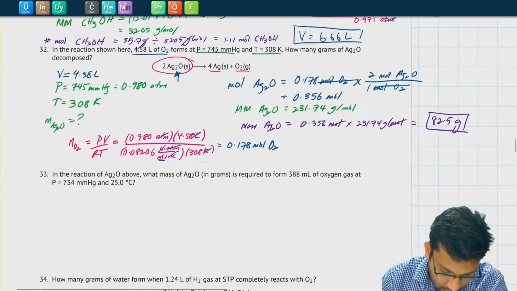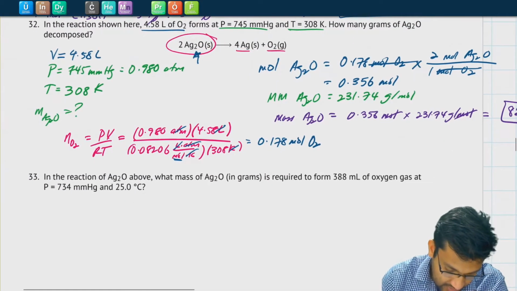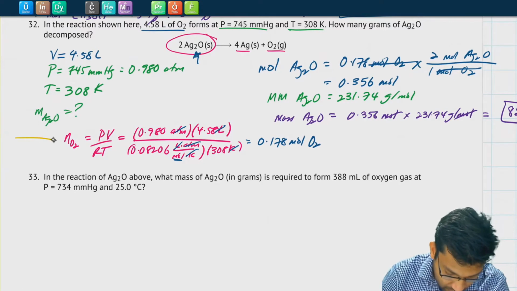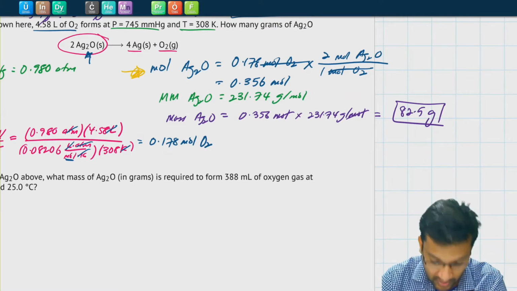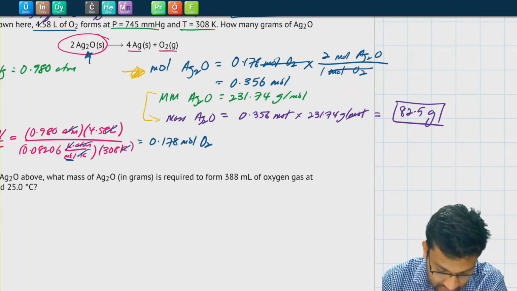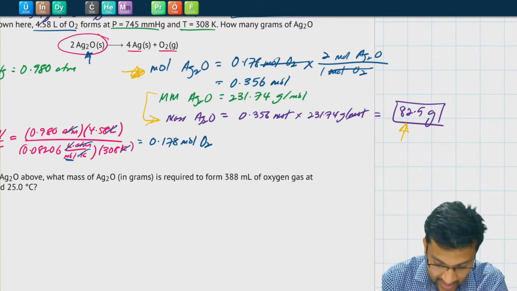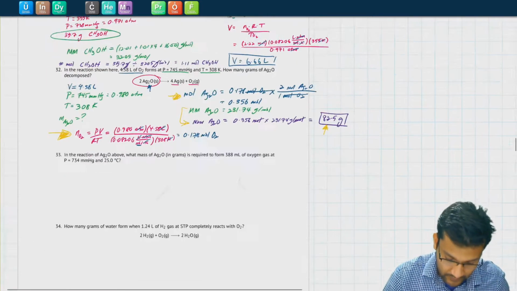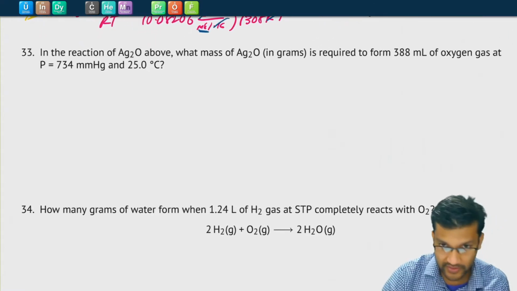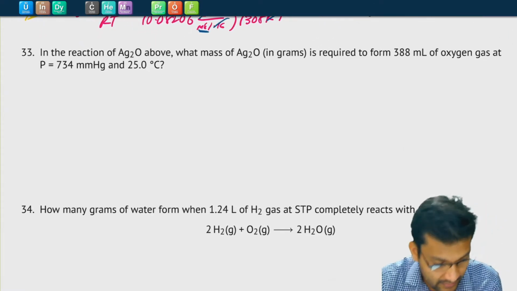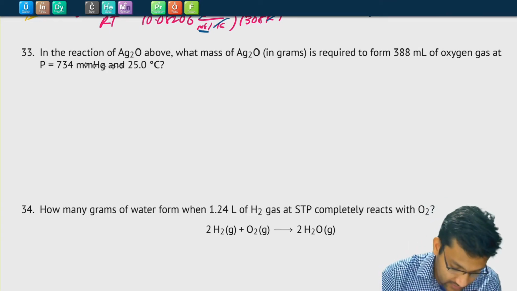So, like all stoichiometric reaction calculations, we calculate the number of moles of the known compound first, use the mole ratio to calculate the moles of the unknown compound, and then use whatever conversion we need to find what they're asking from the unknown compound. Let's try number 33. If you haven't yet, please pause the video, try it on your own, and then we'll go over it together. So number 33, same reaction.